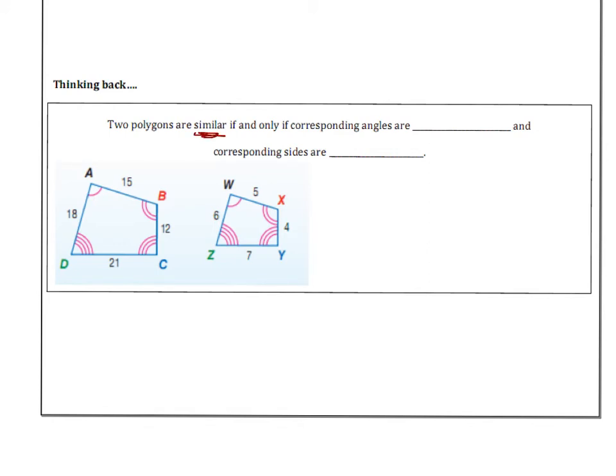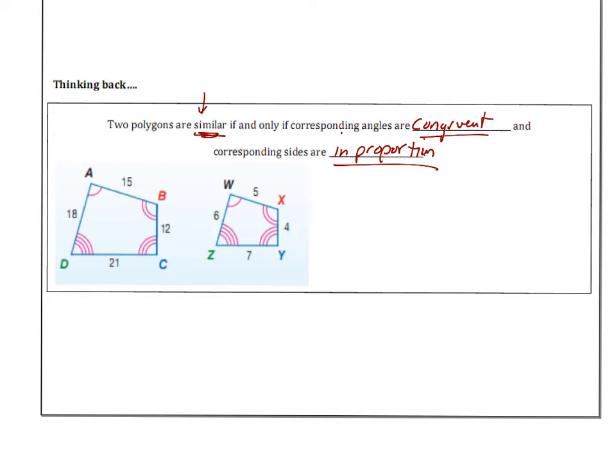The word similar had a very distinct meaning in geometry. It means two things. Corresponding angles are congruent, and corresponding sides are in proportion. So you need to make sure you write that down. So what does that mean?